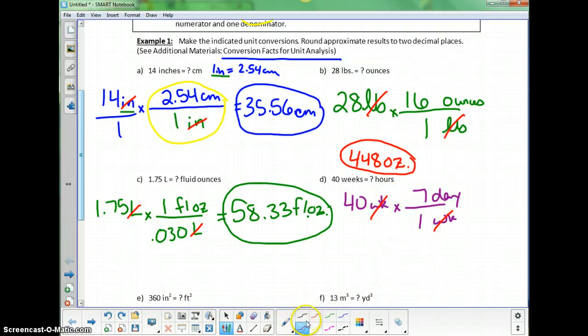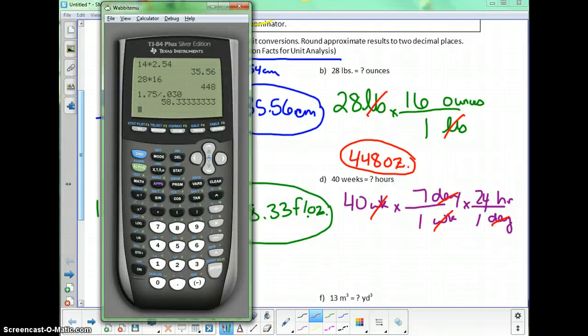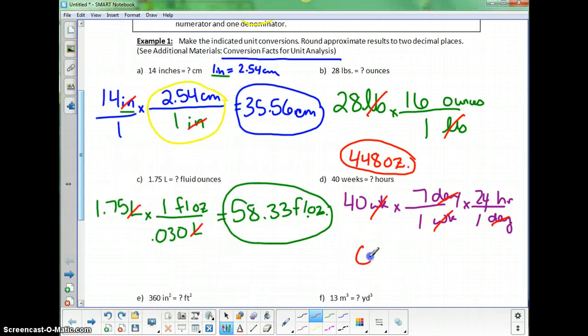I'm going to have to use a second conversion right here to turn days into hours. So days are on top. I'm going to cancel days by putting in a number of days in the bottom and a number of hours in the top. I know that 1 day is 24 hours. So my second conversion will cancel days and be finally in hours. So use 2 different conversion facts here. We need to take 40 times 7 over 1 times 24 over 1. So I get 6,720 hours in 40 weeks.